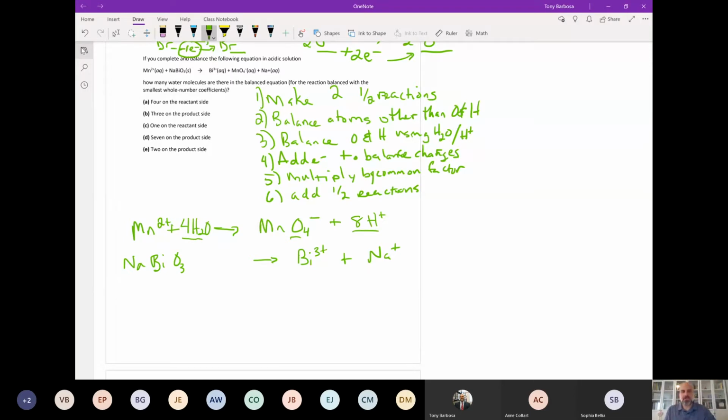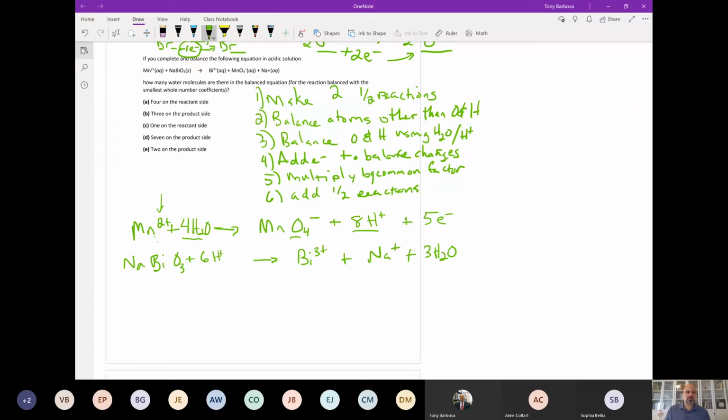The last thing we need to do is balance the charges. We have an overall 2+ charge on the left-hand side of the equation, coming from the manganese 2+. On the right-hand side, we have an overall 7+ charge. So you need to add 5 electrons to the right-hand side, so you end up with an overall 2+ charge on the right-hand side. Now, in the second equation, we need to balance the oxygens. So we add 3 water molecules here. Once we do that, we need to balance the left-hand side of the equation by adding 6 protons.